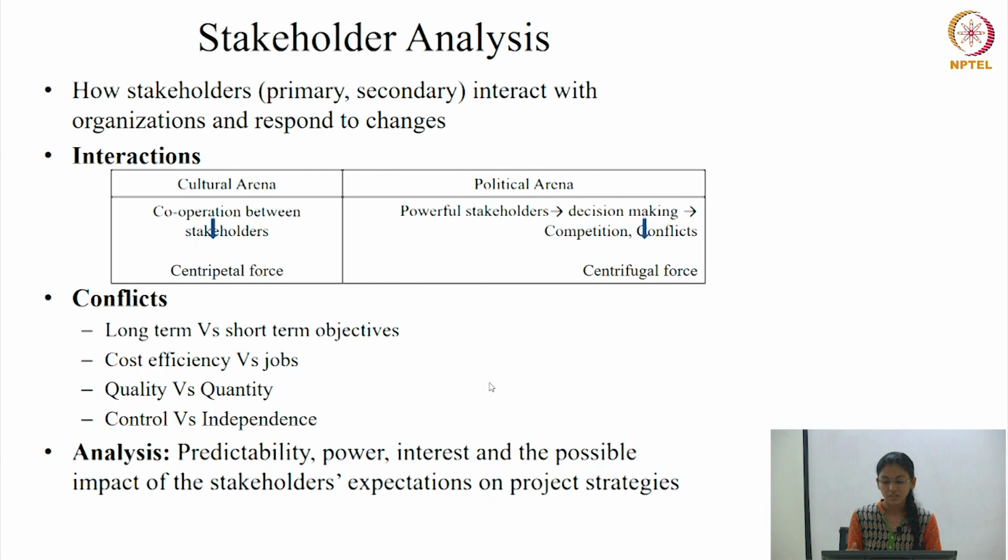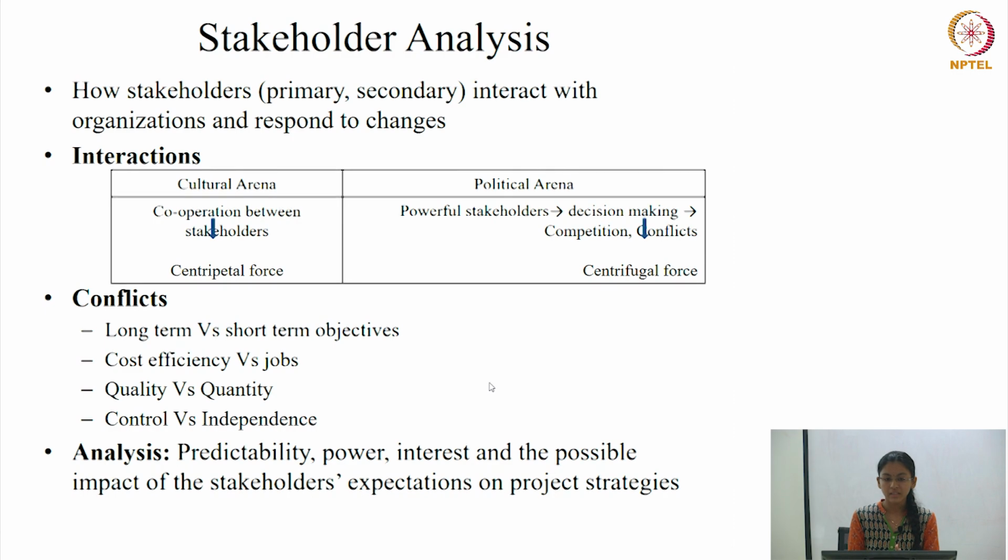And what are these conflicts? There are many types of conflicts, and the major important ones are long-term versus short-term objectives, when decisions and objectives have to change because of particular events happening in the course of the project. Cost efficiency versus jobs. Quality versus quantity is one important conflict that occurs in almost all construction projects.